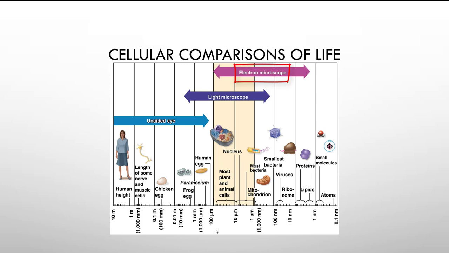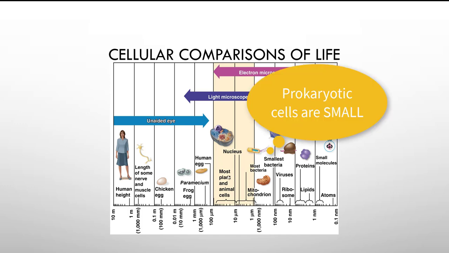Eukaryotic cells, such as plant cells, animal cells, fungus, and protists, can be seen with a light microscope, the type that you would use in a normal lab if you had a lab on campus, because they range from 10 to 100 micrometers in length. For example, if we took a swab of your cheek cells and put it under a microscope, we would be able to see it because you are made of eukaryotic cells, which are larger. So prokaryotic cells are very, very small compared to eukaryotic cells.